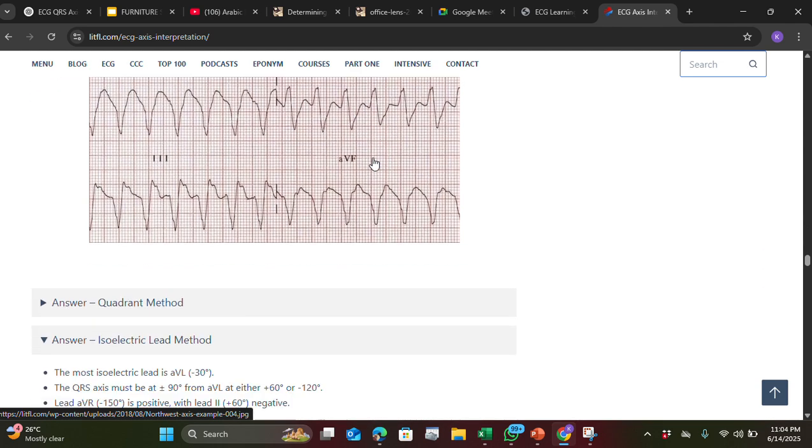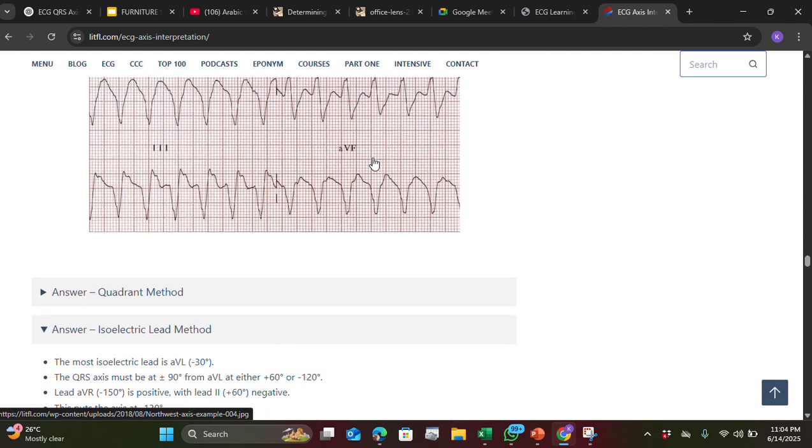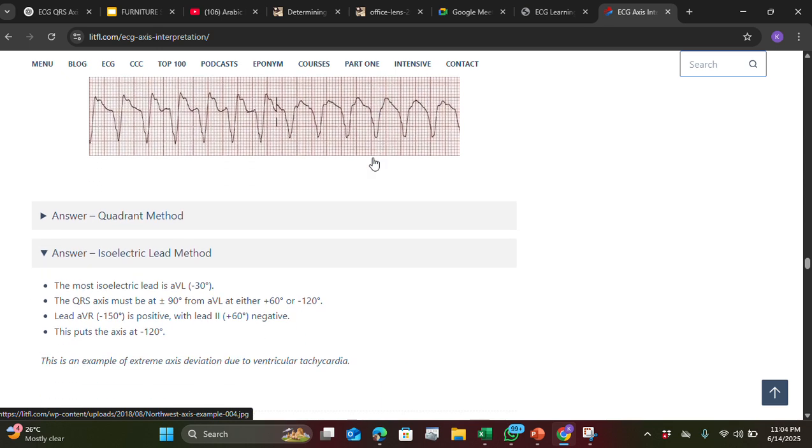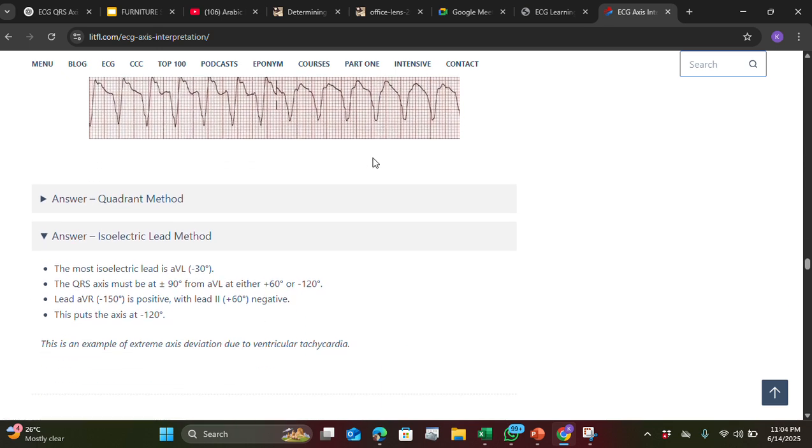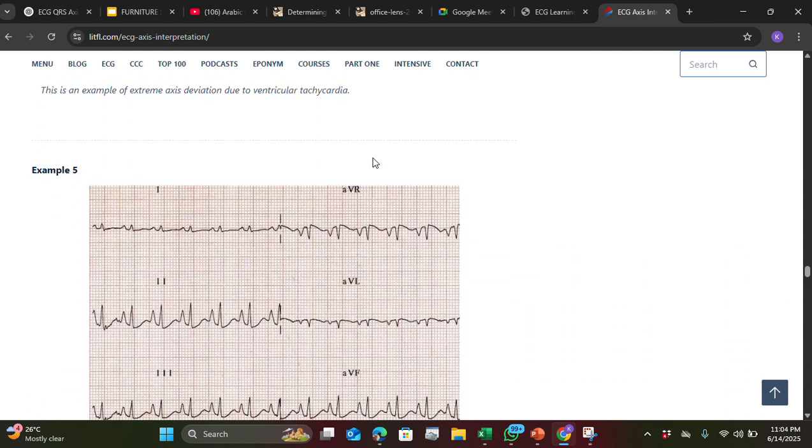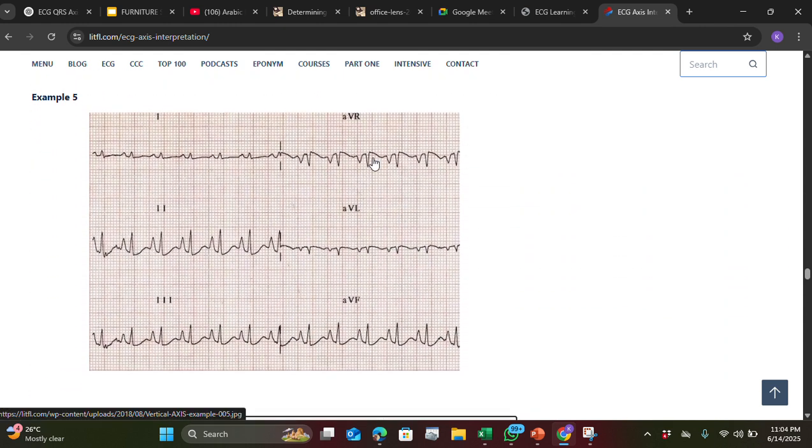But in this place, it told us that lead AVR is positive, and lead 2 is negative. So since AVR is the positive one, our answer is minus 120 degrees. Now let's go to this number 5.